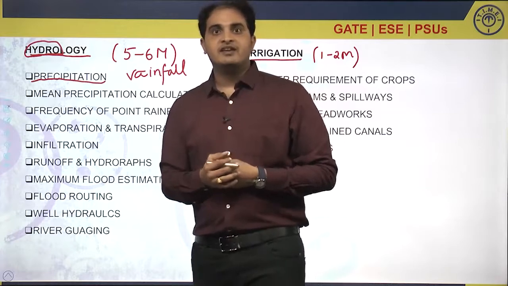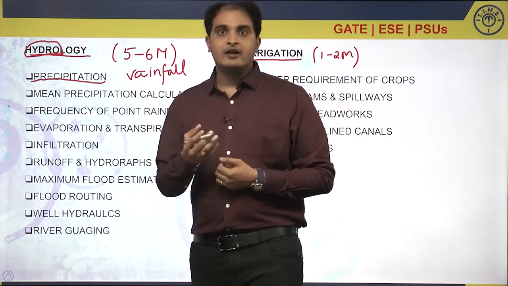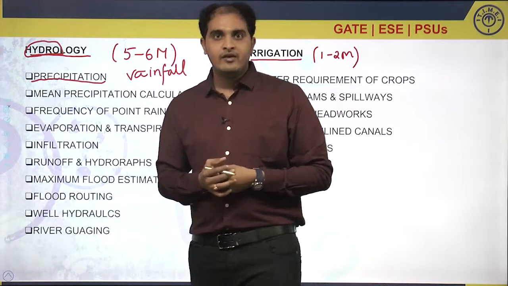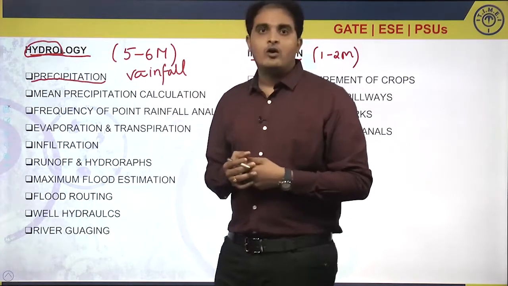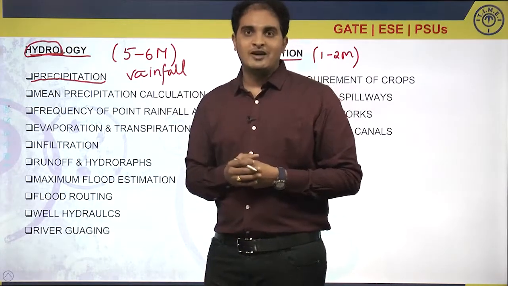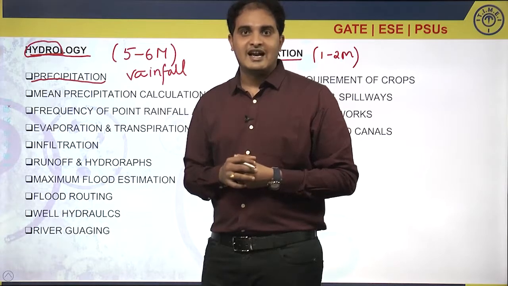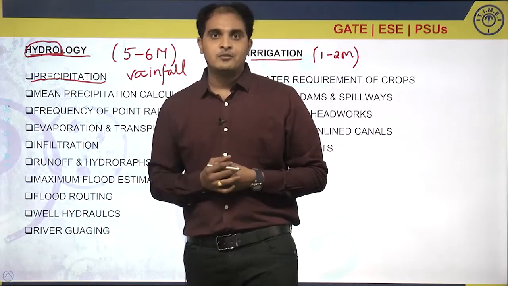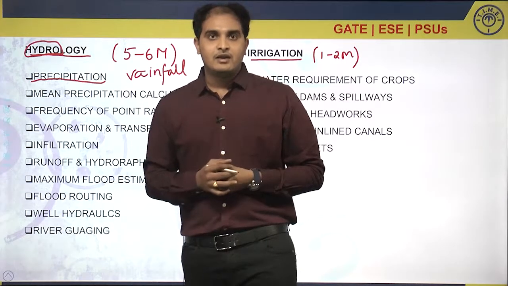Recording type of rain gauge means it gives you the data of rainfall as well as records the data of the rainfall, which can be used for future purposes. Whereas a non-recording rain gauge is not going to store any data. It can be used for instant purposes. So these are the two important forms of rain gauges which are used to measure the rainfall, namely recording rain gauges and non-recording rain gauges.